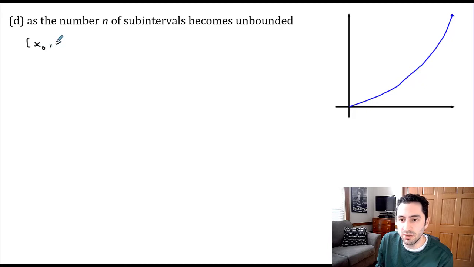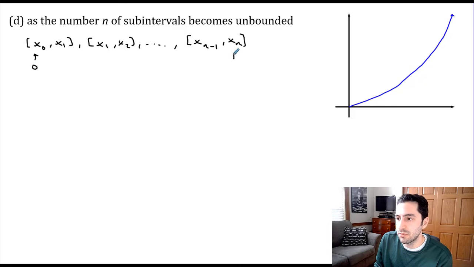So we have x sub 0 to x sub 1, we have x1 to x2, and we'll go all the way up to the subinterval of x sub n minus 1 and x sub n. In this case, x sub 0 will be at 0, and x sub n will be at 10. So they're all going to have the same width, but we have an infinite number of them. And to find the area of each rectangle within each of these subintervals, we need the same things as last time. So we need to know the width of each rectangle.